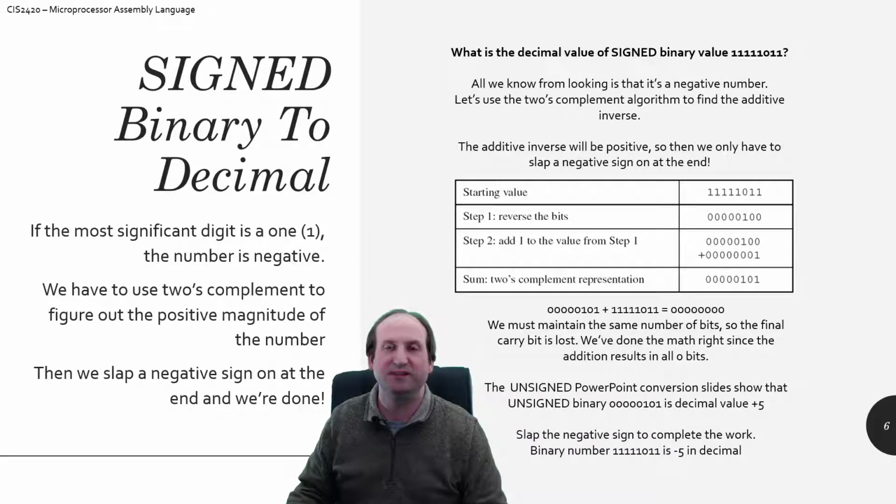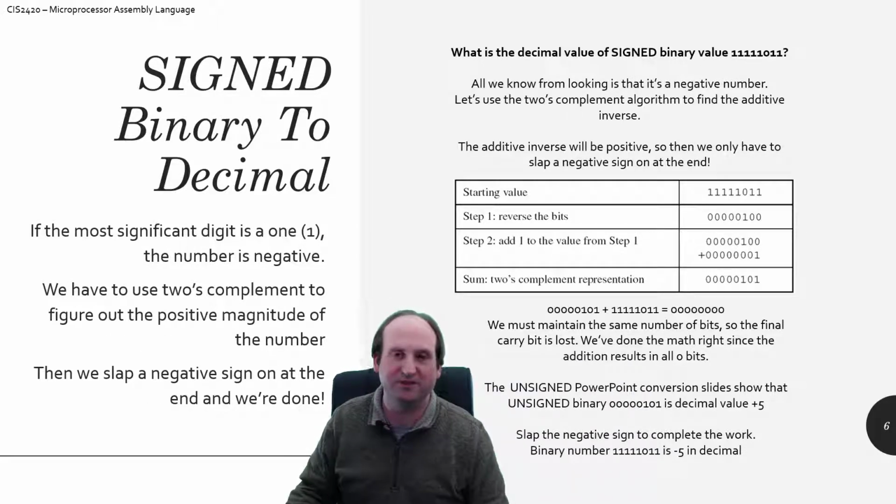So here is an example that's a little closer to what you would see in normal use in the real world. I'm given a number, 111111011, and I go, what is that in decimal?